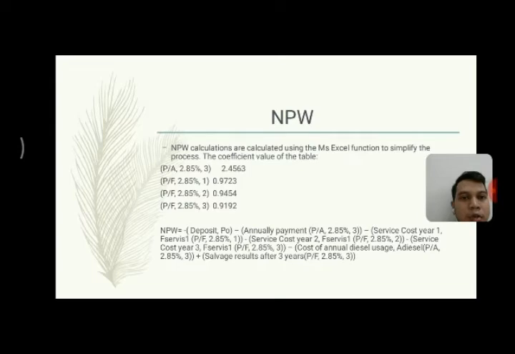NPW is equal to negative deposit, minus annual payment, minus service cost in year 1 (F service, 1 time) with its coefficient value, minus service cost in year 2 with its coefficient value, minus service cost in year 3 with its coefficient value, minus the cost of annual diesel usage (A diesel, P over A at 2.85% for 3 years), plus the salvage result after 3 years.